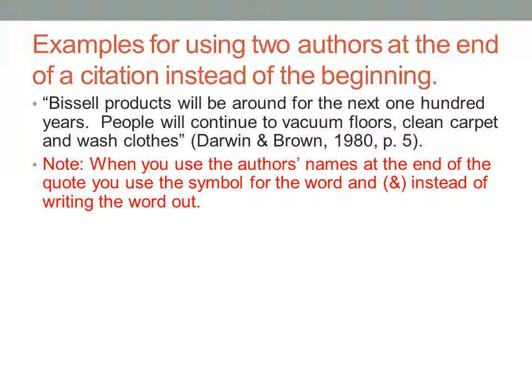All right, and then here's the example for if you want to put the citation first and their names last. Okay. Now notice when I put their names last and I put it in parentheses, I don't spell out "and." I use the ampersand sign. I don't spell out "and" if I put their names last. I use the ampersand sign. All right.